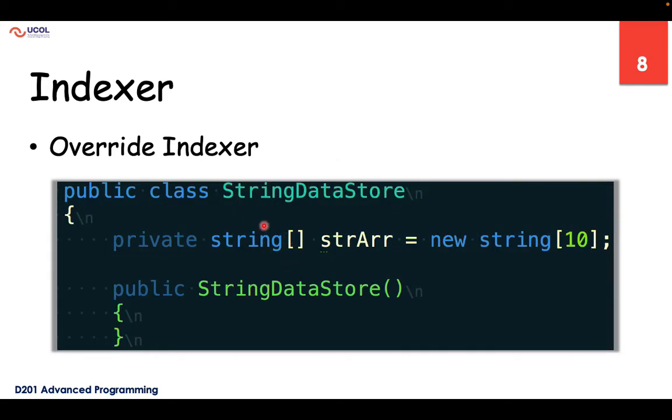Overriding the indexer. We can say public class StringDataStore, so we have a string, and then we say private, and we have a string array with 10 elements inside it, and then of course we have a default constructor. Whether we define it or not, it's always there, and it's better that you don't define it.